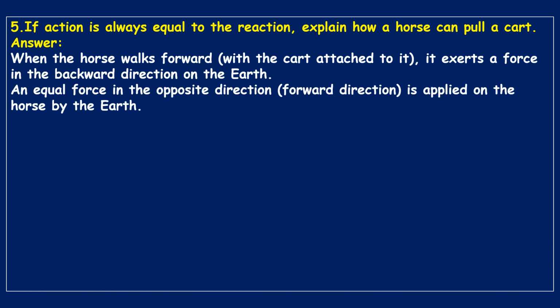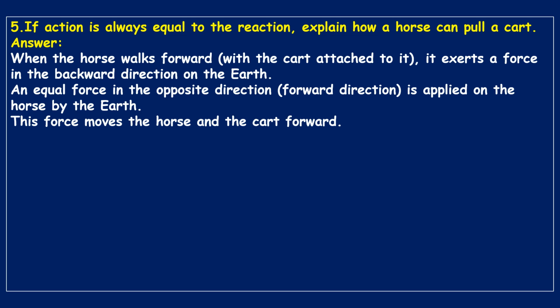We'll see why. An equal force in the opposite direction, that is the forward direction, is applied on the horse by the earth. That means though the earth is not moving here, it applies some amount of net force in the opposite direction, or in the forward direction, on the horse. That means it pushes the horse to move in the forward direction.